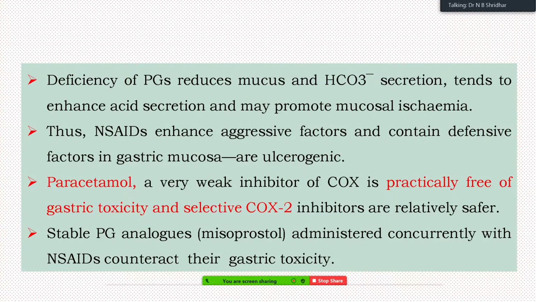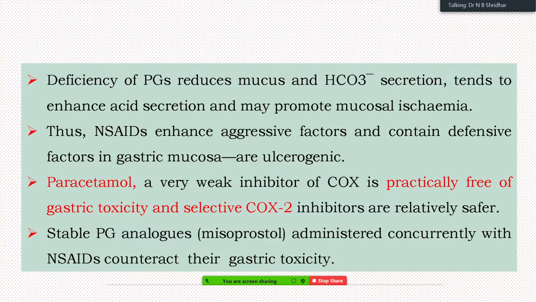And deficiency of prostaglandins reduces the bicarbonate secretion, tends to enhance acid secretion and may promote mucosal ischemia. So PGI2 and PGE2 are very much required for the secretion of the bicarbonate ions, which neutralize the gastric HCl, and hence when they are inhibited by the NSAIDs, erosions and ulceration occur. Thus NSAIDs enhance the aggressive factors and diminish the defensive factors in gastric mucosa, and ultimately they are ulcerogenic, especially the first generation agents.